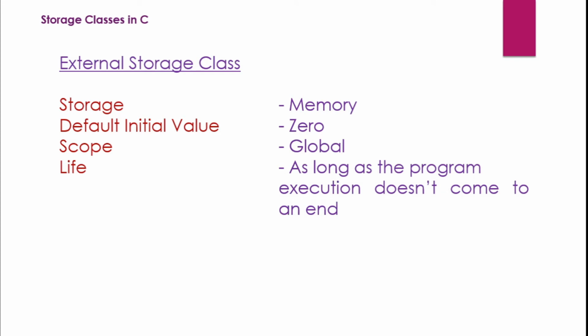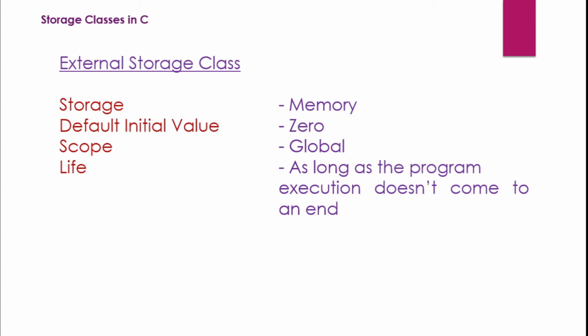And the final one is called the external storage class. It is somewhat different from the other three. Its storage is memory, and the default initial value is 0, like the static storage class. The scope is global, meaning if we declare this variable, it can be used anywhere. The life of this variable lasts as long as the program execution does not come to an end. So if we declare something in the external storage class, it remains there as long as the execution does not end. This is the way the storage classes in C work.